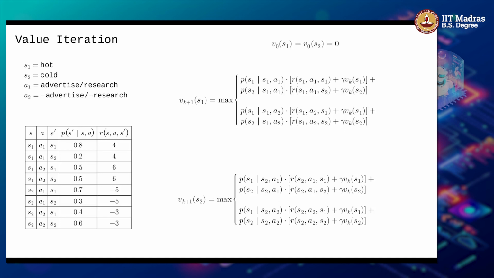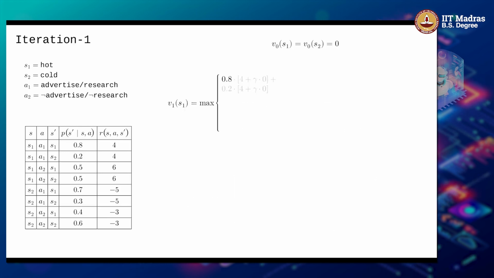Now that we have the base setup, let's go ahead and run iteration 1. What is iteration 1? We start with V naught of S1 and V naught of S2 being 0, so we have to compute V1 of S1. How do we compute V1 of S1? We look at action A1 to begin with. If you are in S1, you take action A1 and you transition back to S1. The probability of the transition is 0.8.